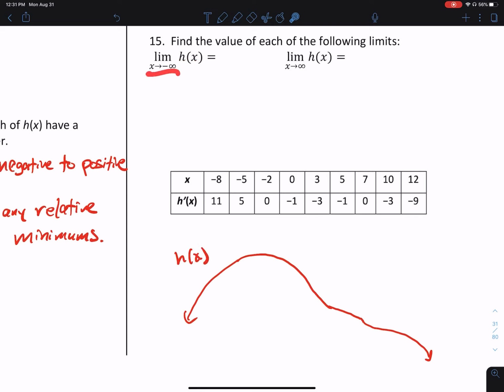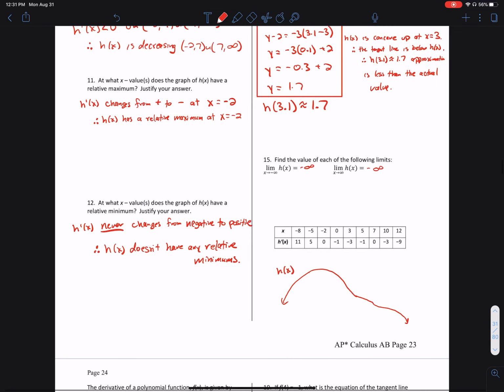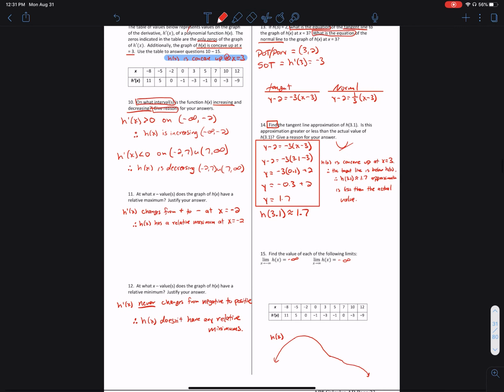As we go left forever, looks like our graph is going down. So it's approaching negative infinity. As we go right forever, it looks like it's also going down. So this is also going to negative infinity. All right, that concludes this example. And this was us examining a table of values using the derivative.